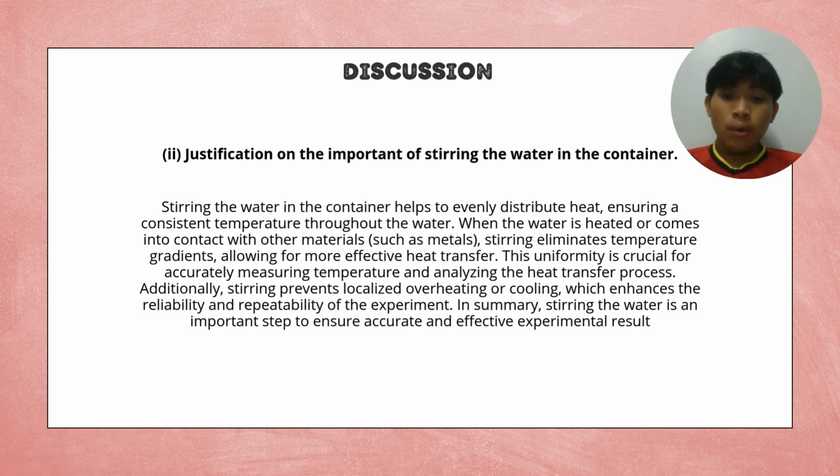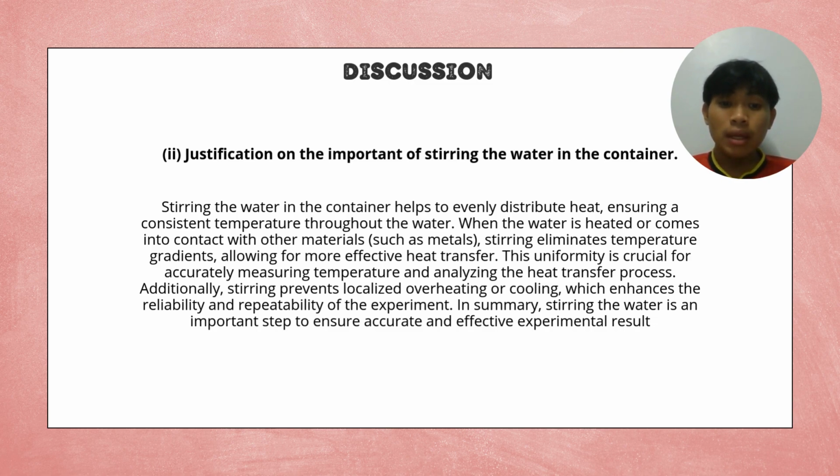Okay, so right now we are still in the fourth part of our discussion, where the second question will be the justification on the importance of stirring the water in the container. Okay, so what is the justification? Stirring the water in the container helps to evenly distribute the heat, ensuring a consistent temperature throughout the water. When the water is heated or comes into contact with other materials, such as metal, stirring eliminates temperature gradients, allowing for more effective heat transfer.